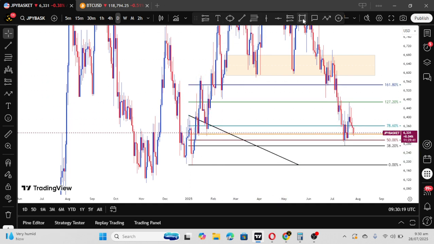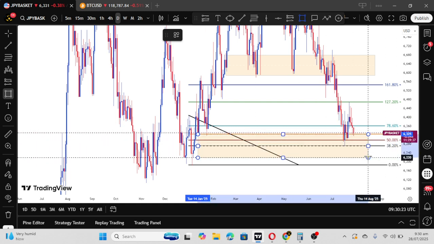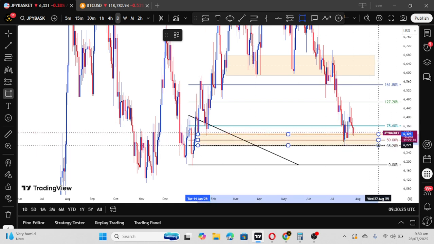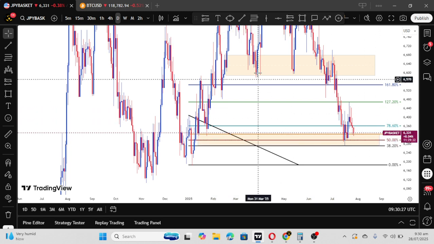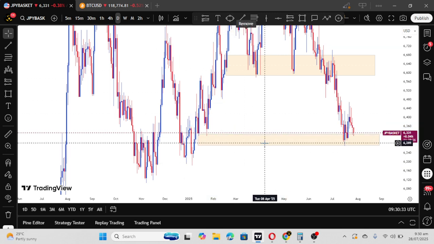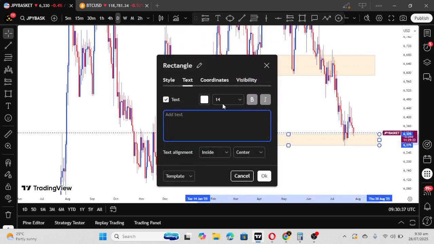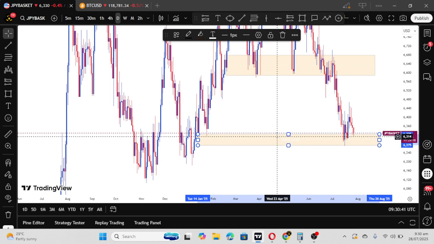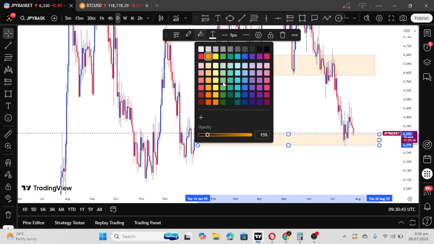And this is what the confirmation is: our fib retracement zone. Let me use the 50 to the 38 now. So using the 50 to the 38 is a fib zone that gives us confirmation to buy whenever the price taps in there. I'll increase the background color for that.